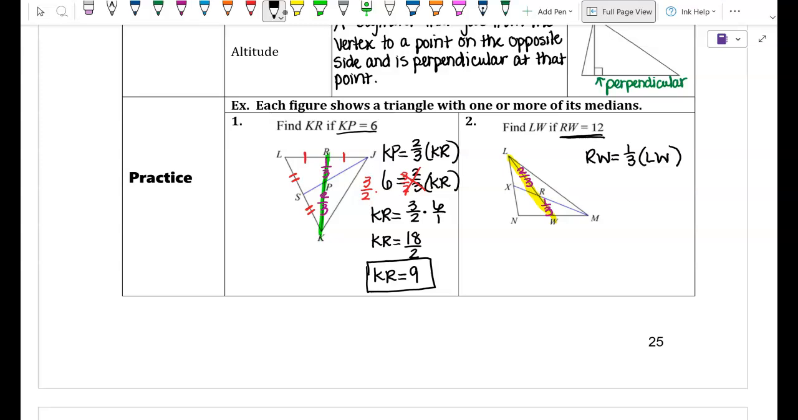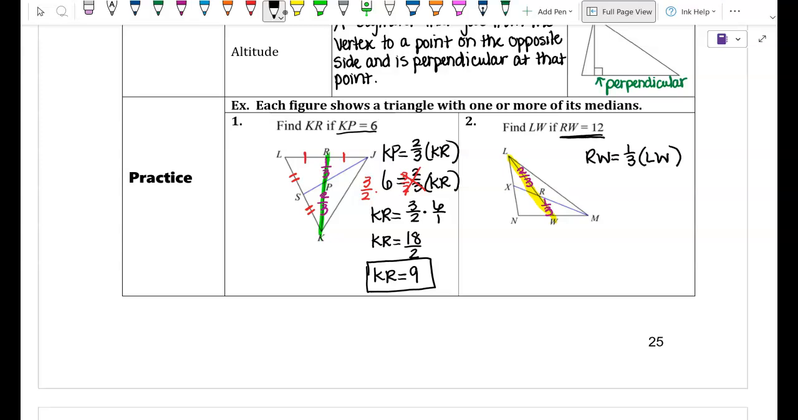So I do have to pay attention. What part of that median are they giving me? Are they giving me from the vertex to the centroid or the centroid to the midpoint? So do I set it up with 1/3 or 2/3?